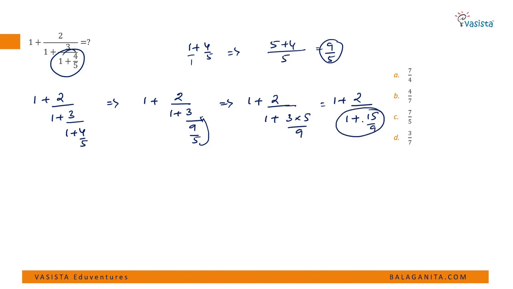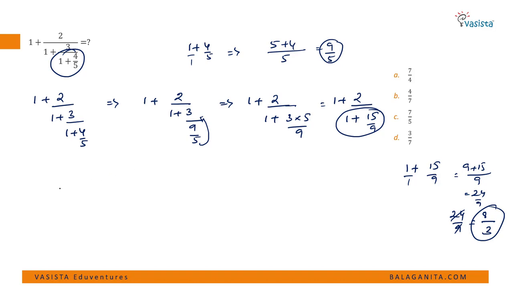Now we have to simplify this. So simplify that, 1 plus 15 by 9. 9 is going to be the LCM, 9 plus 15 is going to be 24 by 9. So 24 by 9, again I can simplify because both the numbers are multiples of 3. So 3 3s are 9, 3 8s are 24. This will become 8 by 3.